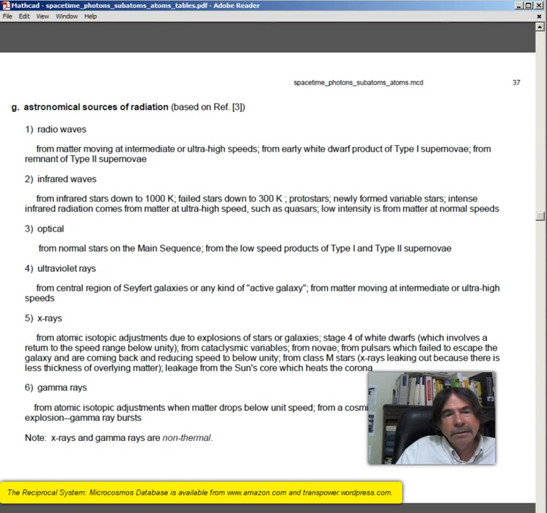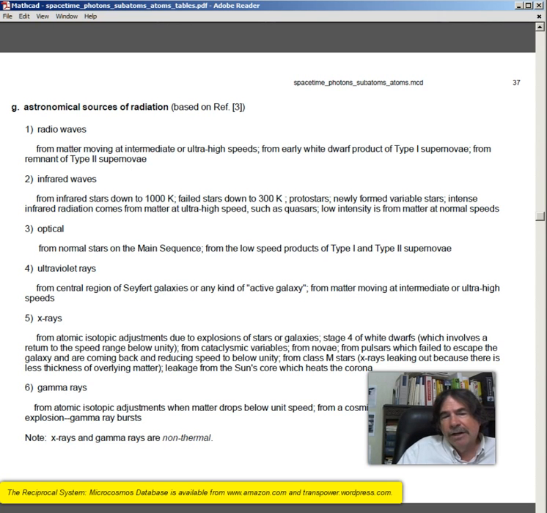3. Optical. From normal stars on the main sequence, from the low-speed products of type 1 and type 2 supernovae. 4. Ultraviolet rays. From the central region of Seyfert galaxies, or any kind of "active galaxy", from matter moving at intermediate or ultra-high speeds. 5. X-rays. From atomic isotopic adjustments due to explosions of stars or galaxies. Stage 4 of white dwarfs, which involves a return to the speed range below unity.